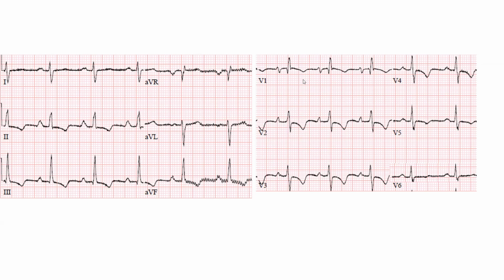And this is what you're having here. You're having here RVH with a strain pattern. This is a patient with very severe pulmonary hypertension and RV pressure overload, and you're getting those secondary STT abnormalities.